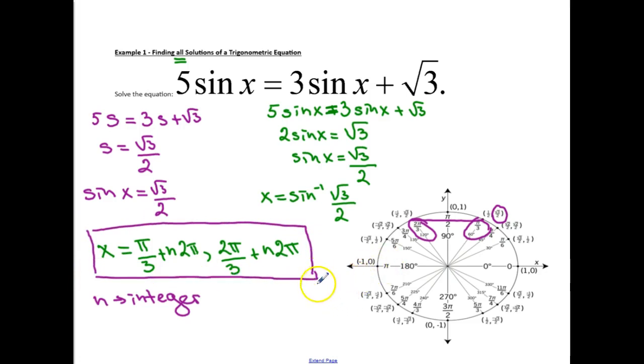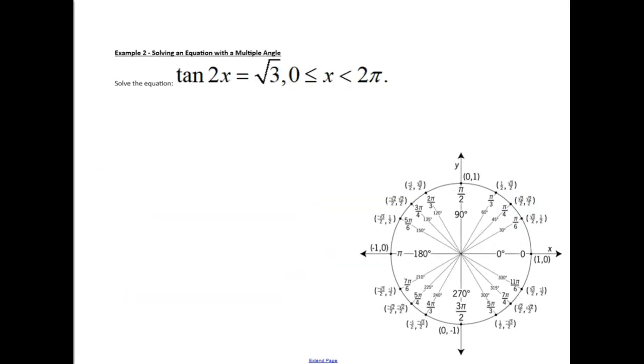Now let's go ahead and take a look at the next example. In the next example, we're solving an equation with a multiple angle. Our equation is tangent of 2x is equal to square root of 3, where x has to be limited between 0 and 2 pi, or the angles that we find are really going to be on the unit circle, no additional revolutions.